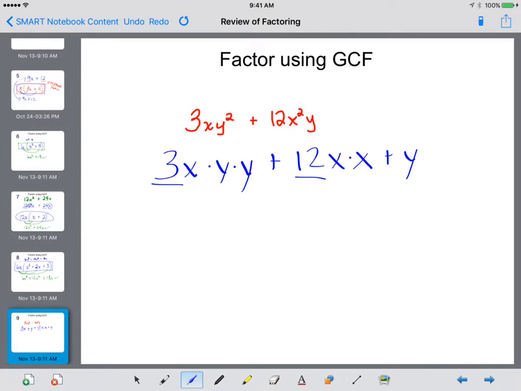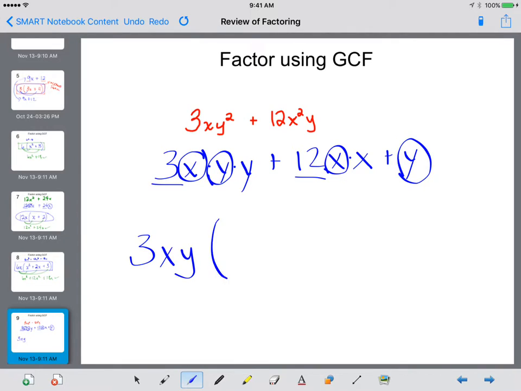Well, 3 and 12, greatest common factor would be 3. And each term has 1x. So I can pull that x out here. And each term has 1y. So I can pull that y out here. Now, if I divided a 3 out, well, that takes care of that 3. I took an x out, I took a y out. I'm just left with 1y from the first term. Plus, I divided 3 out of the 12, so I should be left with 4. Took an x away, took a y away, I'm left with just an x.